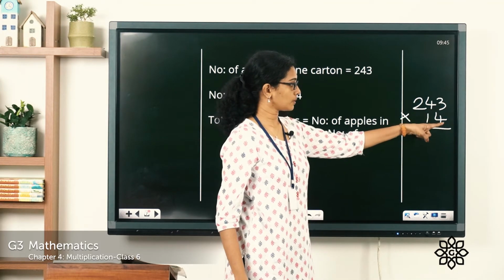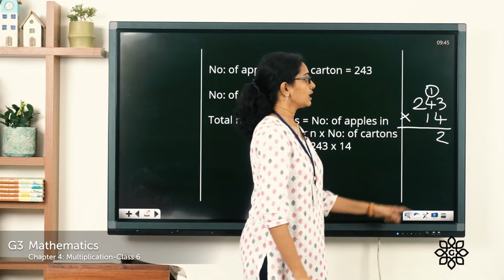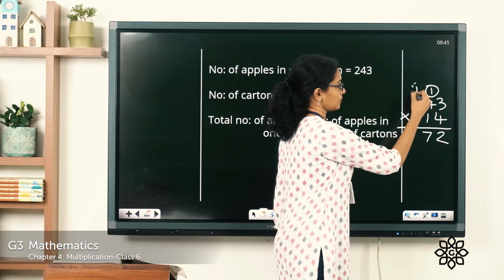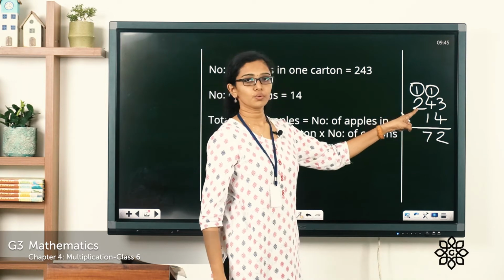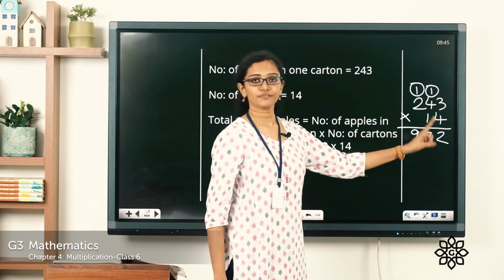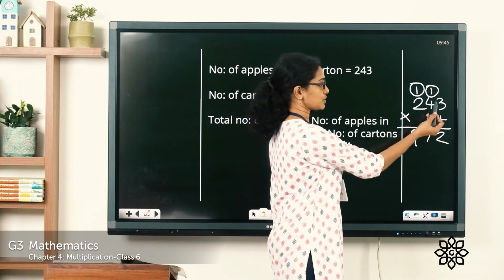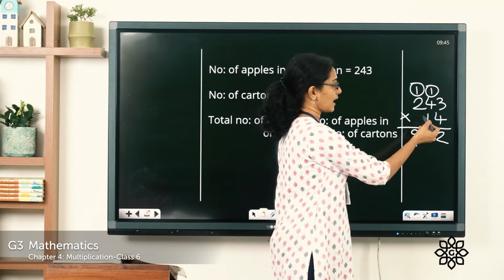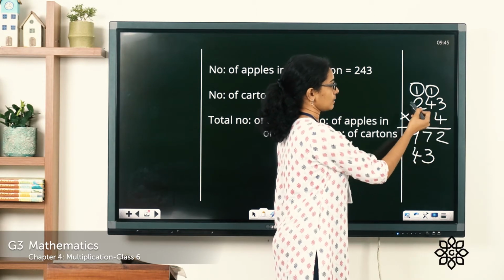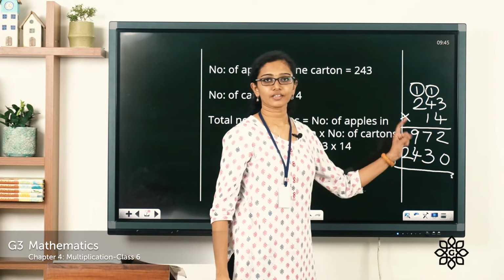Where do you start? You start with the ones. So, 4 into 3, it is 12, carry over 1. 4 into 4, 16 plus 1, 17, carry over 1. 4 into 2, 8 plus 1, 9. Now, there we have the first product. Now, multiplying the tens digit of the multiplier with each digit of the multiplicand. So, you have 1 into 3, 3, 1 into 4, 4, and 1 into 2, 2 here. Inserting a 0 here.